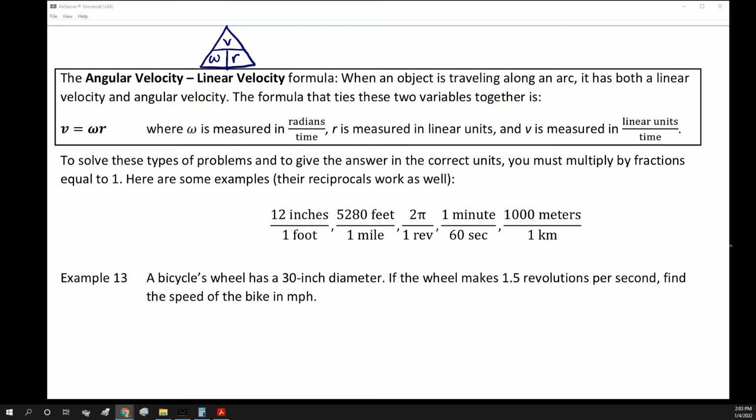All right, to solve these types of problems and give the answer in correct units, you must multiply by fractions that are equal to 1. Here are examples, and their reciprocals work well, and then there are tons of other examples of these. Because there's 12 inches in a foot, we can multiply by 12 inches over 1 foot. It doesn't change the value, it's just going to change the units. Or we could do it the other way, 1 foot over 12 inches. It just depends on what you want to cancel and where it's located. All right, so let's jump into these.